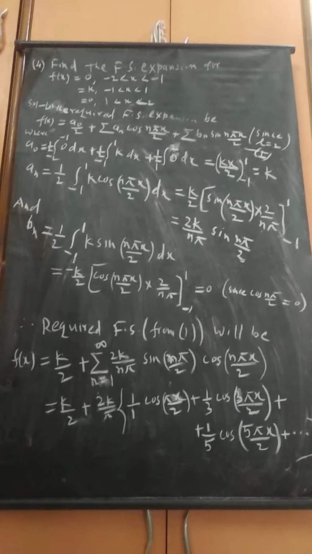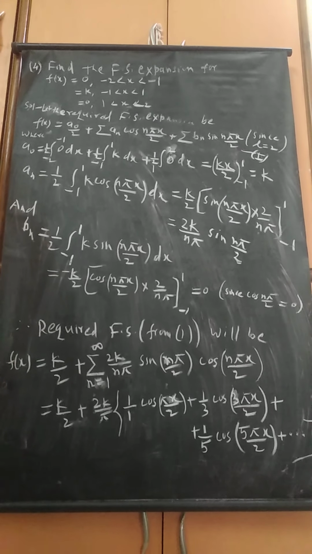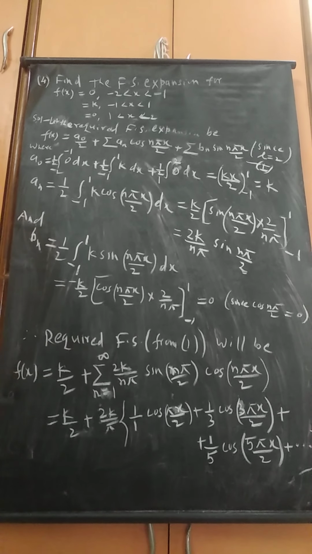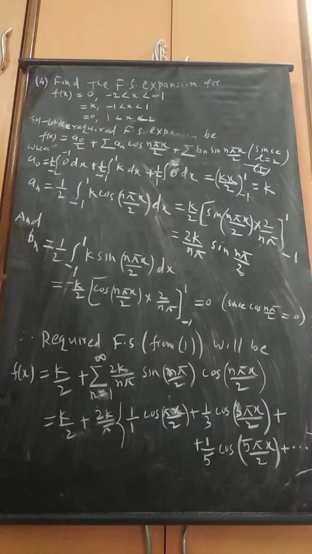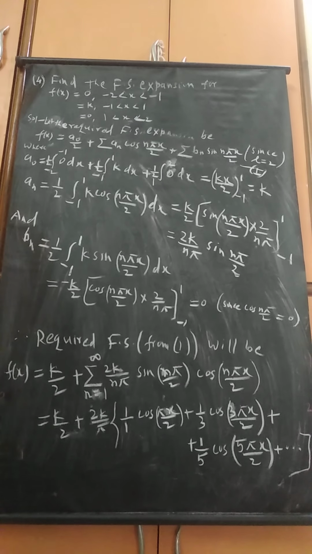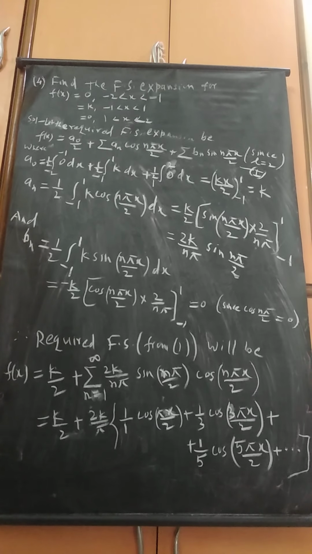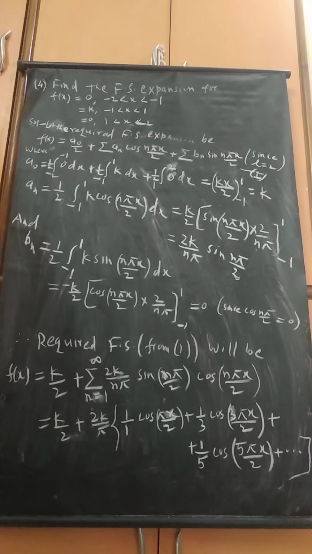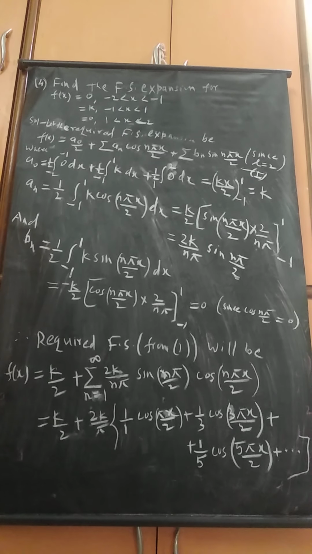Okay. The fourth example is: find the Fourier series expansion for f(x) is equal to 0 when x lies between minus 2 and minus 1, is equal to k when x lies between minus 1 and 1, is equal to 0 when x lies between 1 and 2.